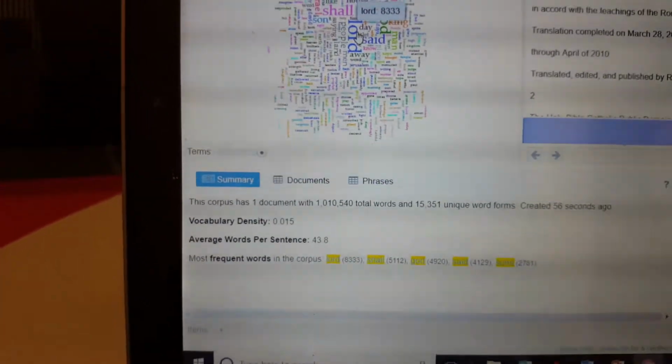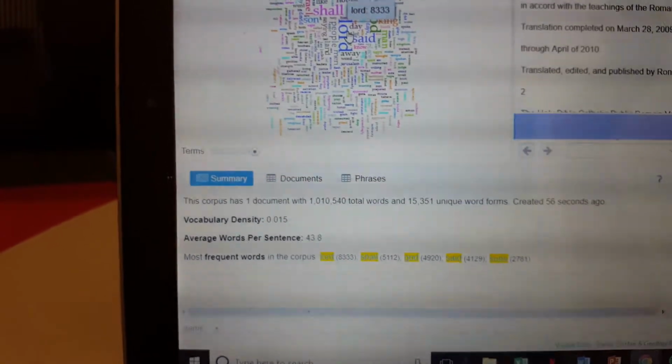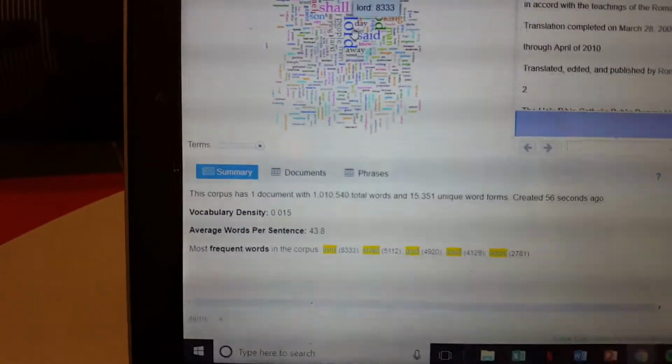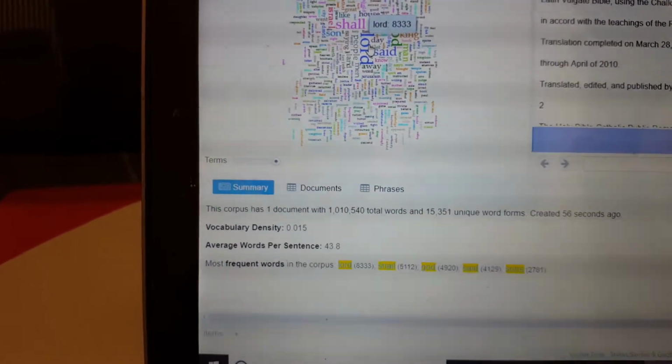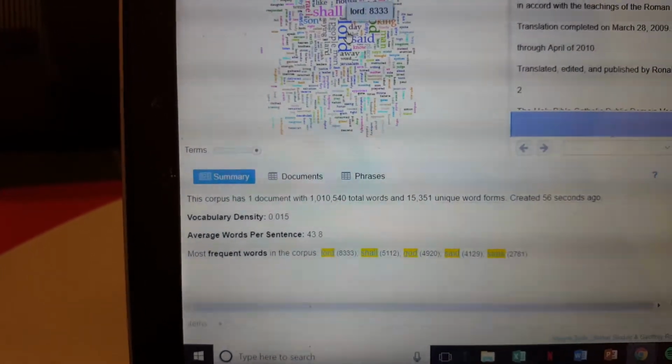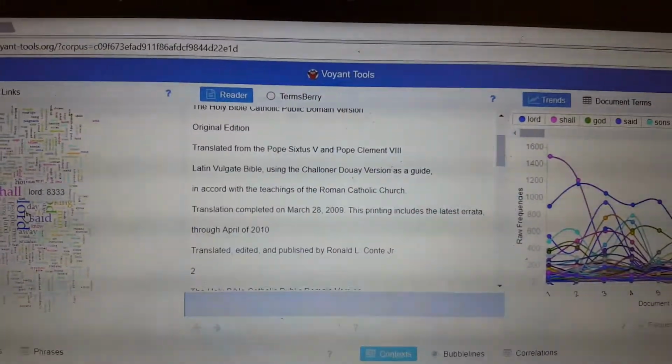And the average words per sentence, that didn't mean much to me. It was 43.8, which was cool, I guess. That's kind of long, honestly. And the most frequent words in the corpus were Lord, shall, God, said, and sons, as I was saying earlier. But this was cool over here.